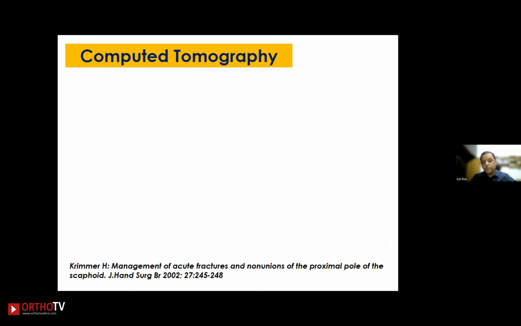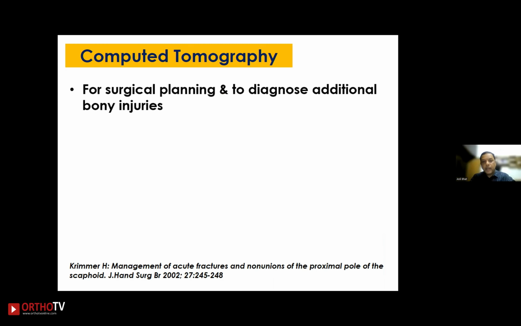So the take-home message is that if you don't see a fracture but you want a diagnosis, get an MRI done. If you see a fracture and you want to know its characteristics to decide between operative and non-operative management, ask for a CT, right? So that is for surgical planning and diagnosis of any additional bony injuries.